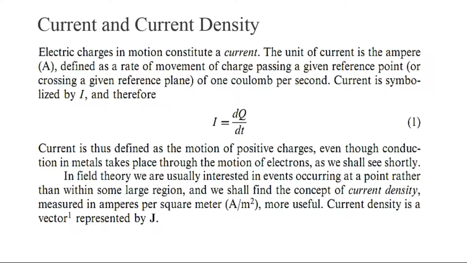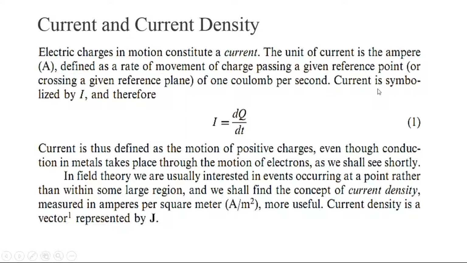Actually, electric charges in motion constitute a current. When electric charges move, they constitute a current, and we know that the unit of current is the ampere. Now how can we define the ampere? When 1 coulomb of charge passes through a given reference point or a given reference plane in 1 second, then we would say that the current is 1 ampere. So the unit of current is the ampere, defined as a rate of movement of charge passing a given reference point or crossing a given reference plane of 1 coulomb per second.